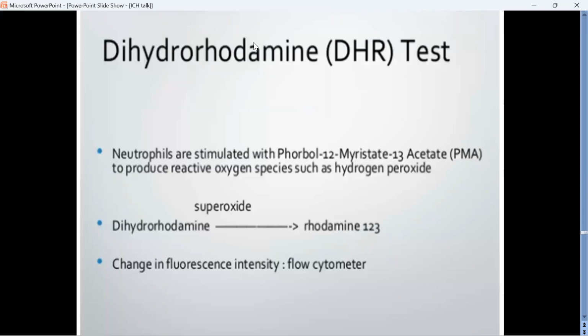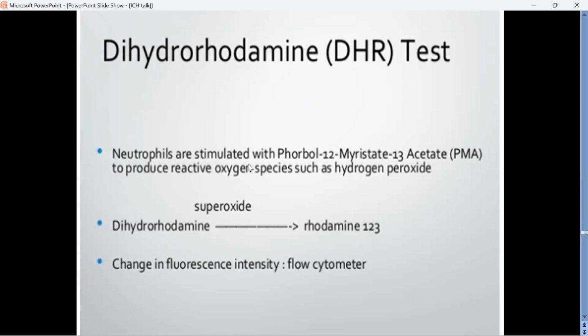Now we do a test called the dihydrorhodamine test for diagnosis of CGD. There is also one more test, which is not a flow cytometry test, used as a screening for diagnosis of CGD, which is the nitroblue tetrazolium test. That is also being done. Basically, both tests, nitroblue tetrazolium as well as the dihydrorhodamine test by flow cytometry, check whether the free radical, the superoxide, is formed or not.